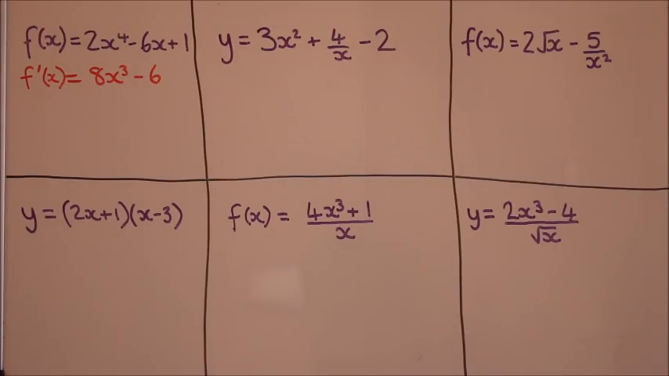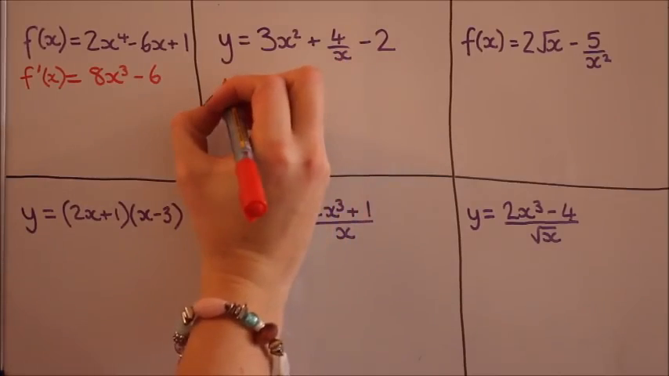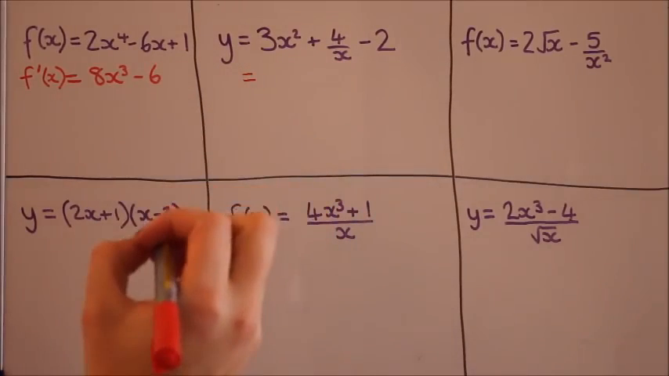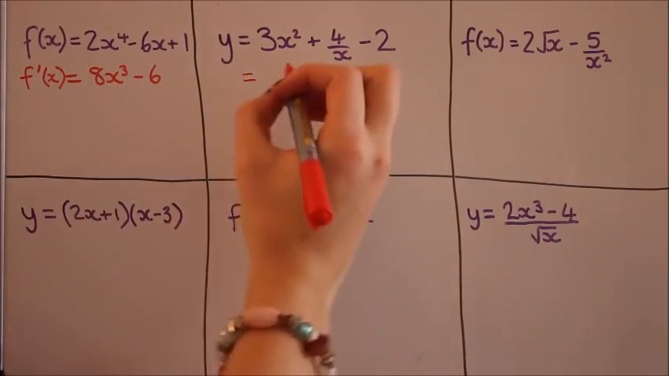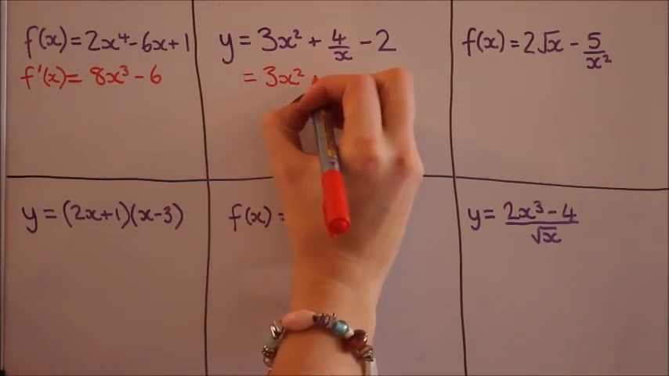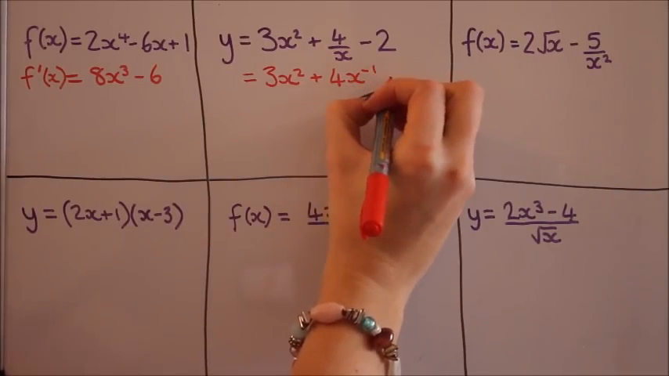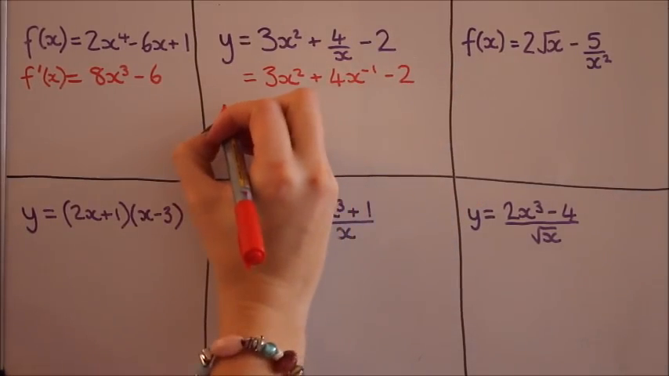Now, all of these other ones are getting harder. You need to prepare them first before you can differentiate. What I mean by that is you need to write them in a way that they've all got powers. So here, that 4 over x isn't very helpful at the moment. We need to write that as a power of x. So if you need to brush up on your indices work, do watch my other video. Otherwise, you should know that that's x to the power of minus 1. Now we can differentiate.